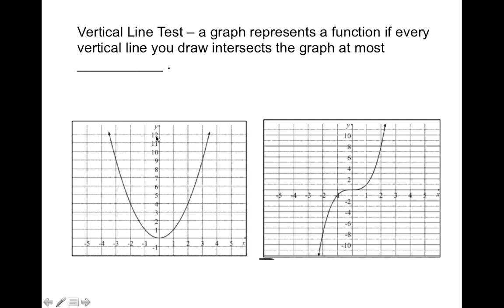Okay, so going back to the definition of a function, in order to tell if a graph represents a function, what we can do is called the vertical line test. And this says that a graph represents a function if every vertical line you draw intersects the graph at most one time, or at most once.